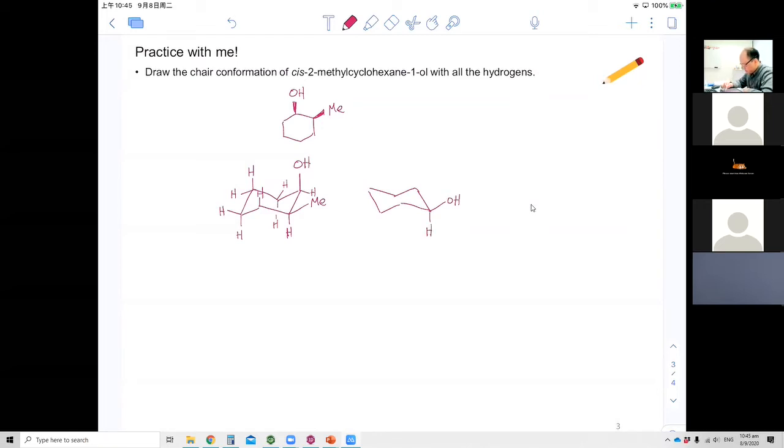The methyl next to it is also pointing up, but this time the methyl becomes axial, which is on this carbon. So let's put the methyl here. And we can also make all these other hydrogens appear. Hydrogen, hydrogen, hydrogen. See, you have two chair conformers of the cis 2-methylcyclohexan-1-ol.